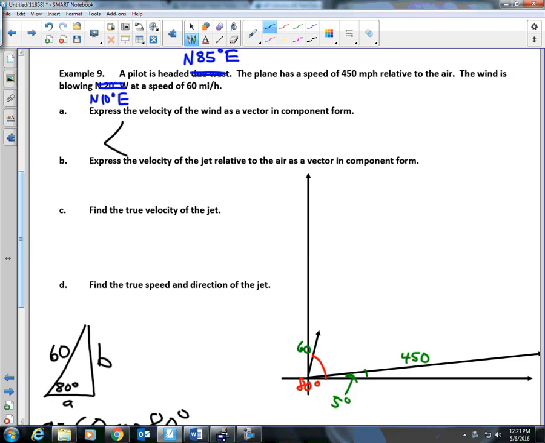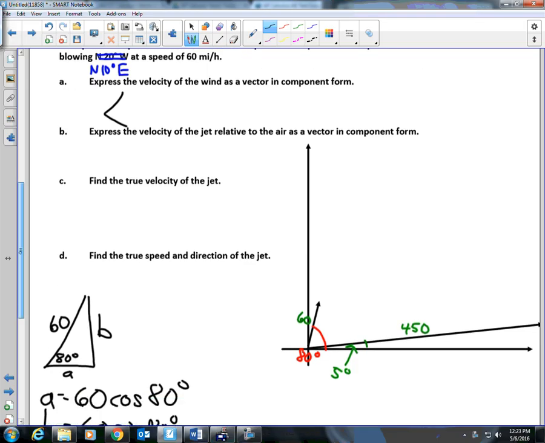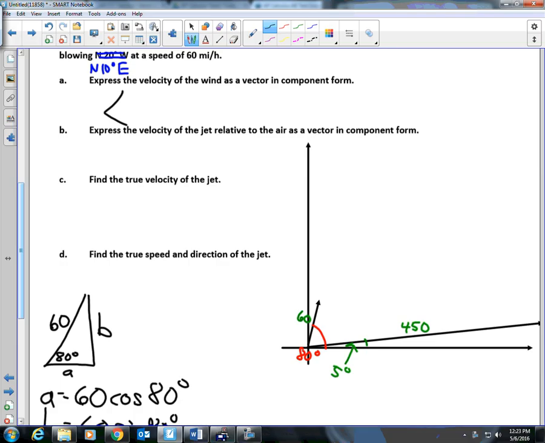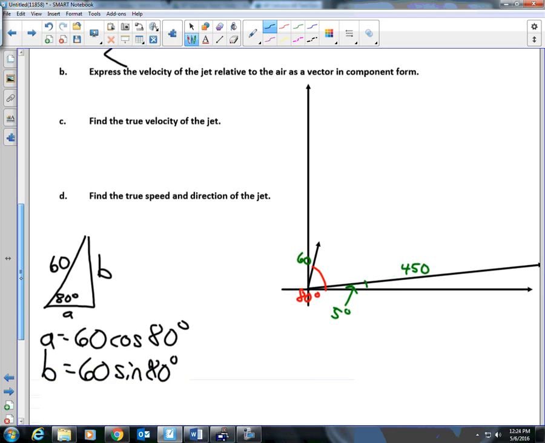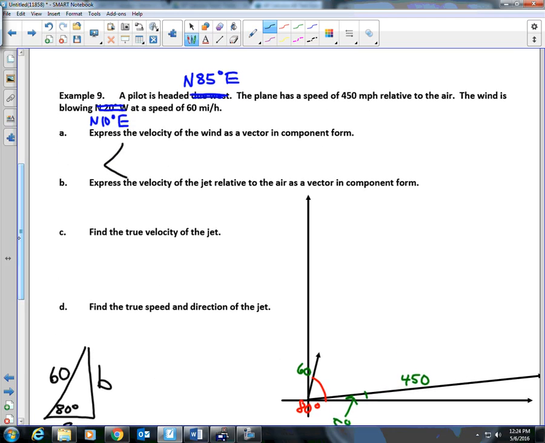So when it says express the velocity of the wind as a vector in component form, again, all I did is I drew two vectors with the certain bearings that they had, and then I used right triangle trigonometry and the formula for our horizontal and vertical components to come up with these two numbers. What are they again? 10.42, 52.09. Have we done that before? Yeah, now we're just attaching a word problem to it and a picture.